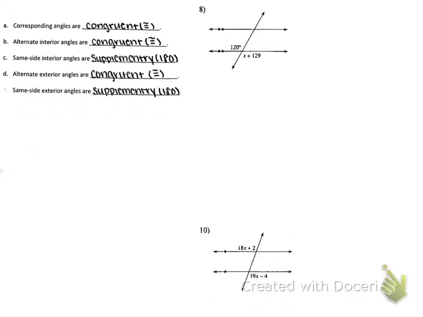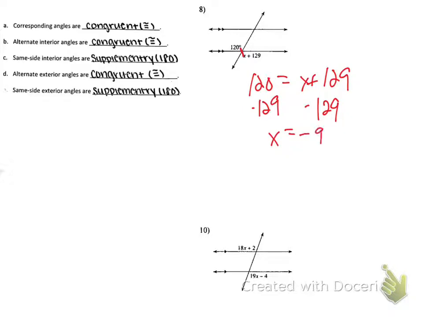All right, still got my notes in the upper left here. Number 8, I'm going to realize that these are vertical angles, so I'm going to set them equal to each other. So 120 is equal to x plus 129. I'm going to minus 129 on each side, and I'm going to have x is equal to negative 9. Even though that's a negative, that doesn't mean anything is wrong. Let's plug it in and see if it works.